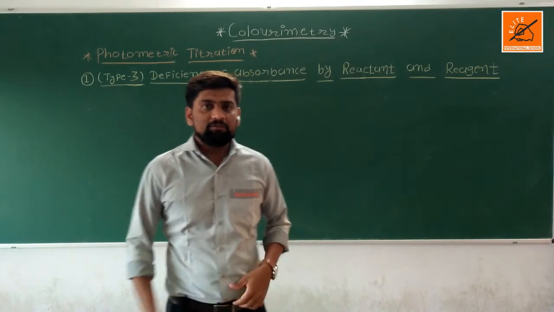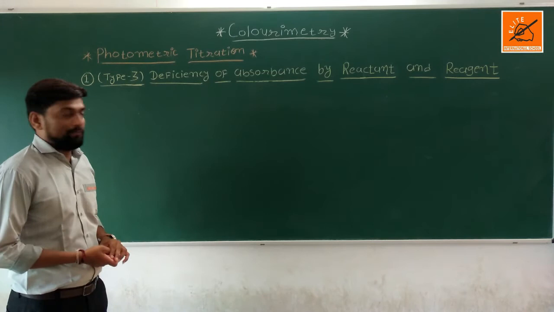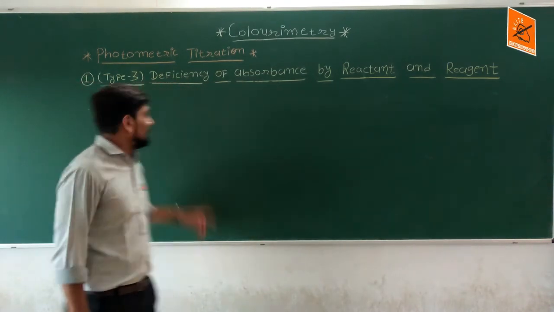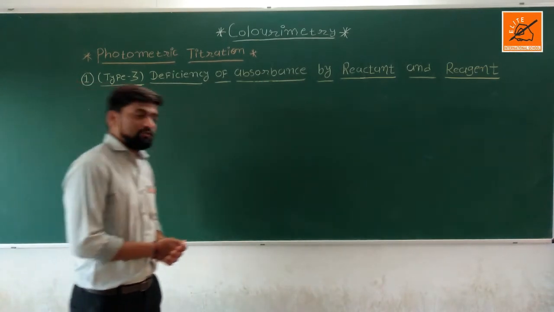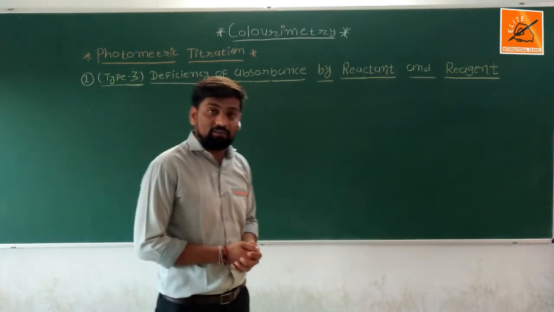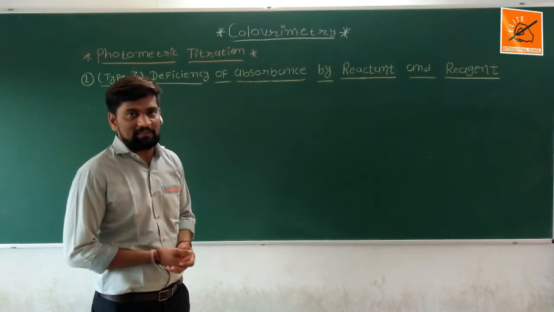So friends, next we will learn about the type 3 graph. When there is a deficiency of absorbance by reactant and reagent, at that time the type 3 graph is obtained. Here the reactant and reagent both are colorless compounds, that's why a decrease or deficiency of absorbance is created.